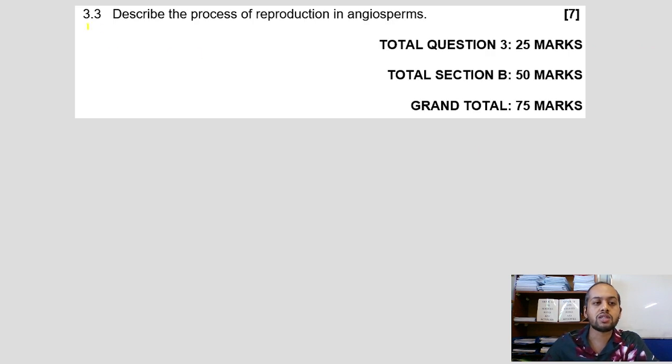The last question, 3.3, says describe the process of reproduction in angiosperms for 7 marks. Please make sure you are able to describe reproduction in angiosperms, gymnosperms, bryophyta, and pteridophyta, because this will possibly be asked of you. It's a possible longer question. So let's go through it.